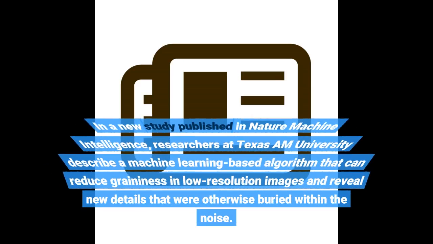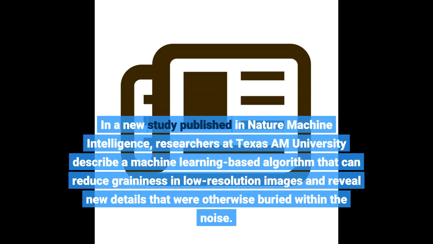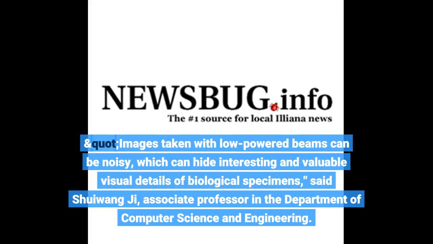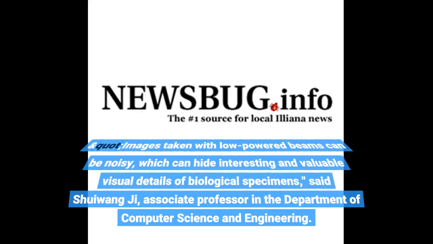In a new study published in Nature Machine Intelligence, researchers at Texas A&M University describe a machine learning-based algorithm that can reduce graininess in low-resolution images and reveal new details that were otherwise buried within the noise. "Images taken with low-powered beams can be noisy, which can hide interesting and valuable visual details of biological specimens," said Shuiwang Ji, associate professor in the Department of Computer Science and Engineering.